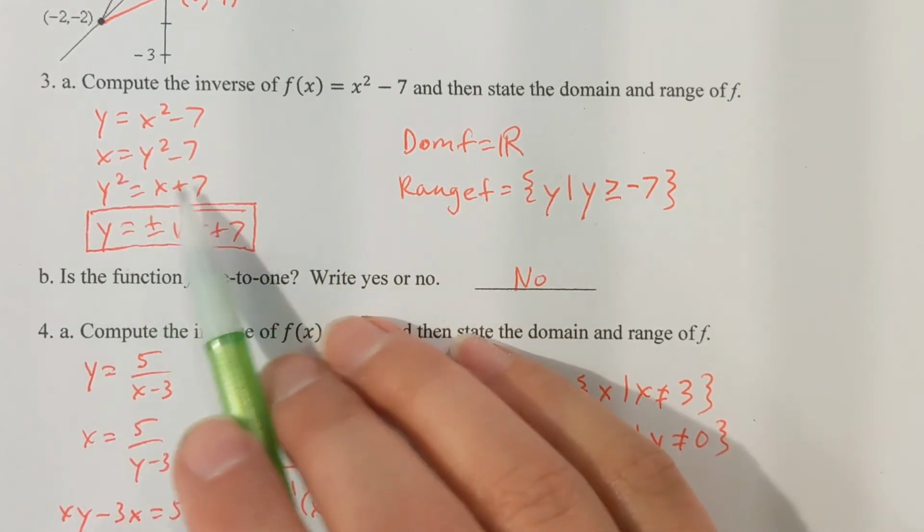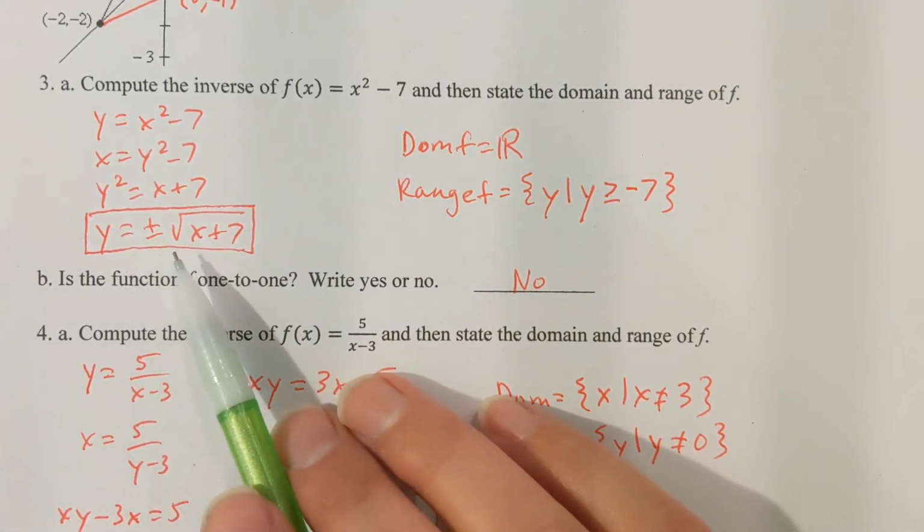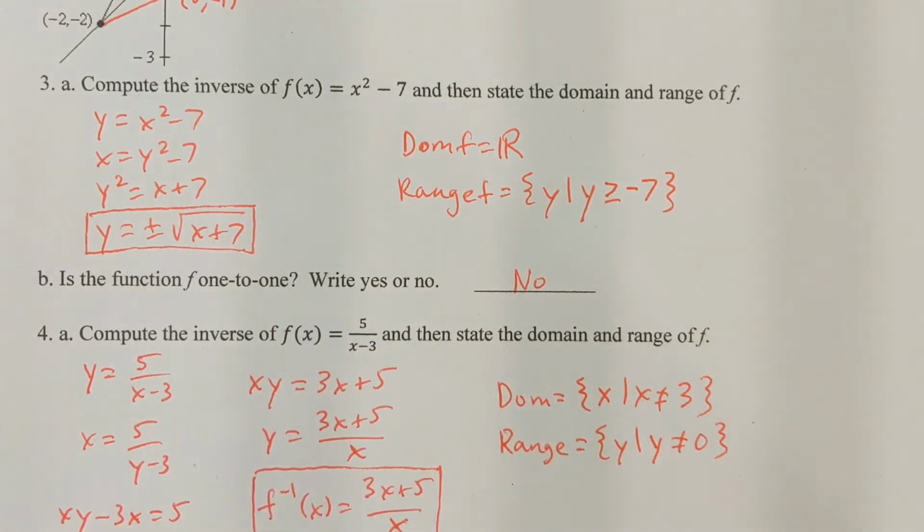Add 7 to both sides and then take the square root of both sides. Of course, don't forget about the plus or minus when you take the square root of both sides. And you have y equal plus or minus the square root of x plus 7 as the inverse. Okay, now is the function one-to-one?